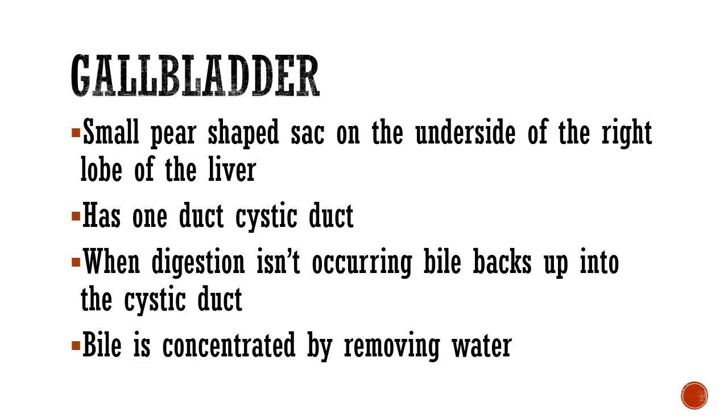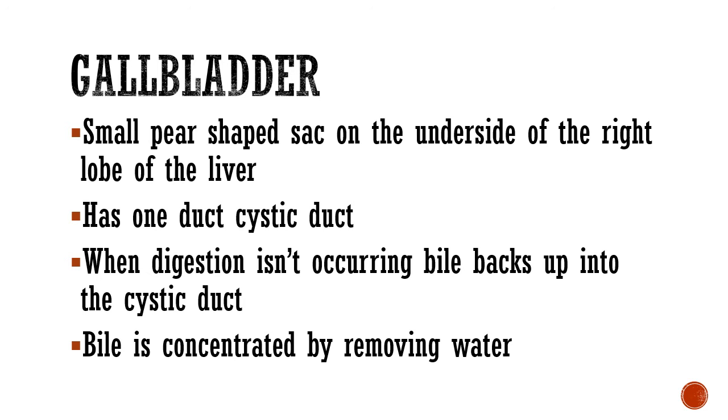All right, the next organ is the gallbladder. The gallbladder is located underneath the liver. It's a small pear-shaped sac, meaning it's kind of oval, with the top of it being bigger than the bottom of it, and it's under the right side of the liver. The duct that comes out of it is the cystic duct, which we know is going to go down and combine with the hepatic duct to form that common bile duct. Then the common bile duct is going to empty out into the hepatopancreatic ampulla, into the duodenum of the small intestine.